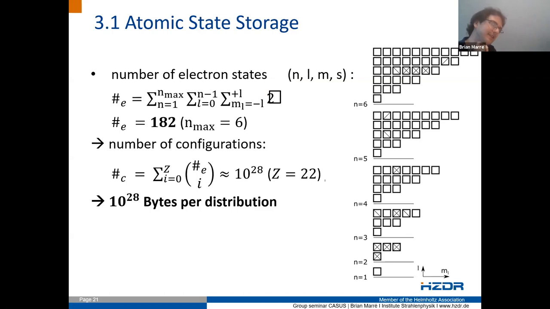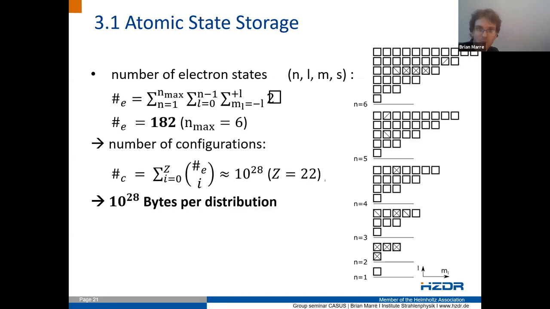But the problem is you don't only have the electron state, but you also must describe which of those are actually occupied. And if you do that with the changing number of electrons you can have from 0 to your actual maximum charge, the actual charge of your core, in this case I use 22 as an example, you get something like 10 to the order of 28 different atomic states. And representing that many different atomic states for even one cell is unfeasible. Maybe I just chose my values poorly.